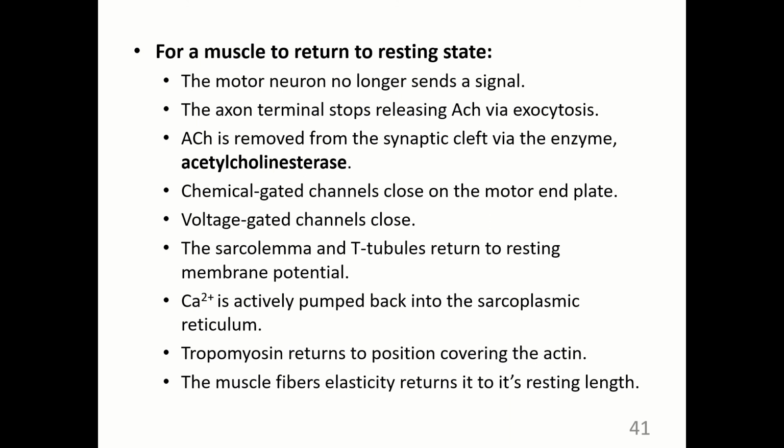Voltage-gated sodium and potassium channels close. The sarcolemma and the T-tubules return to resting membrane potential. Calcium ions are actively pumped back into the sarcoplasmic reticulum. Tropomyosin returns to position covering the actin, and the muscle fiber's elasticity returns it to its resting length.